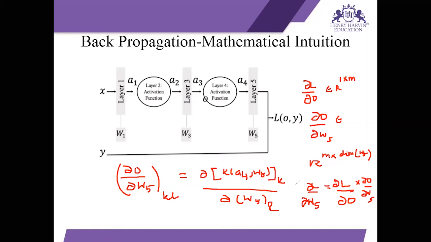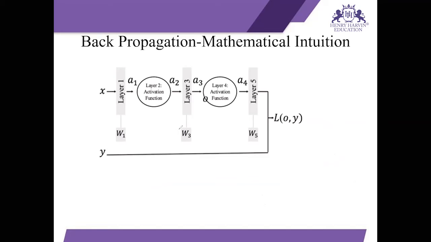Now let's see how to do it for the previous layer, right? So now we have to check it for the previous layer. For W3 and W1 also we have to do it, right? So let's compute the other quantities. Already we have got ∂L/∂W5, which is nothing but ∂L/∂O into ∂O/∂W5.